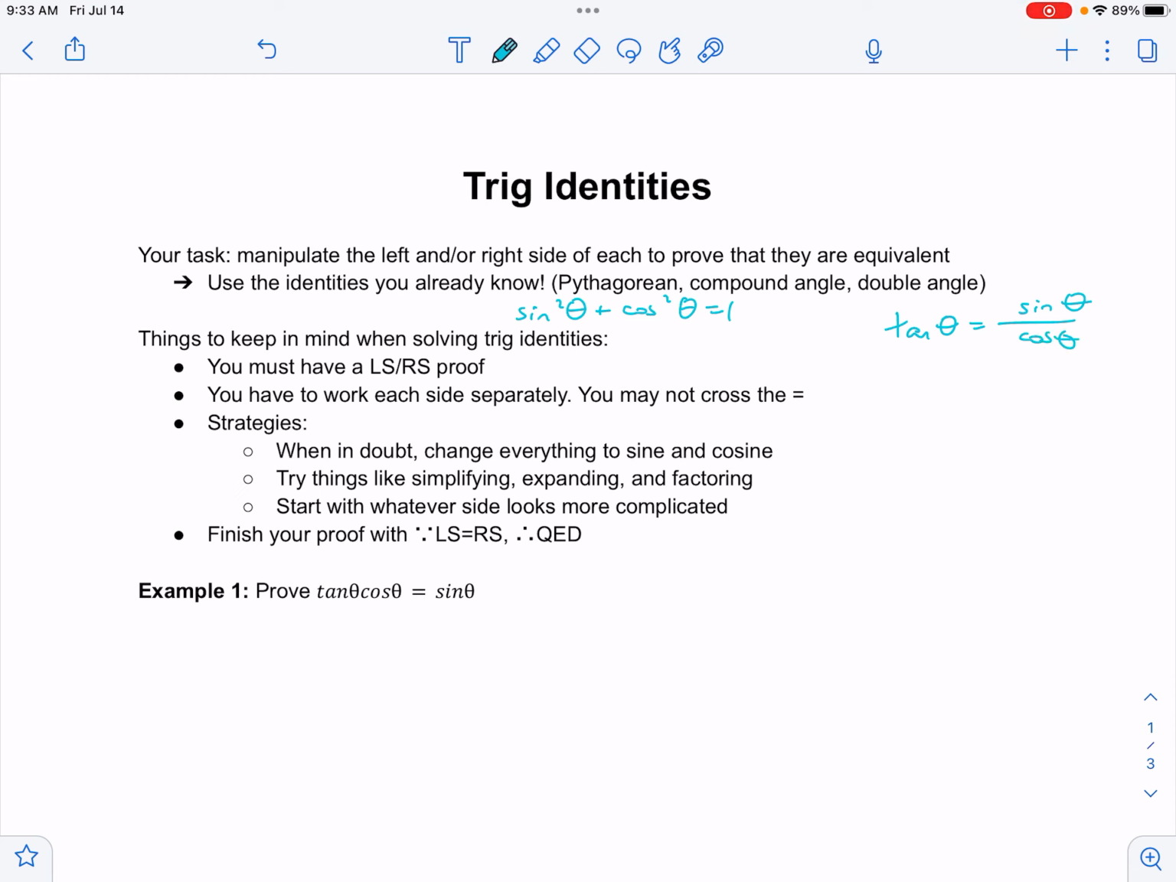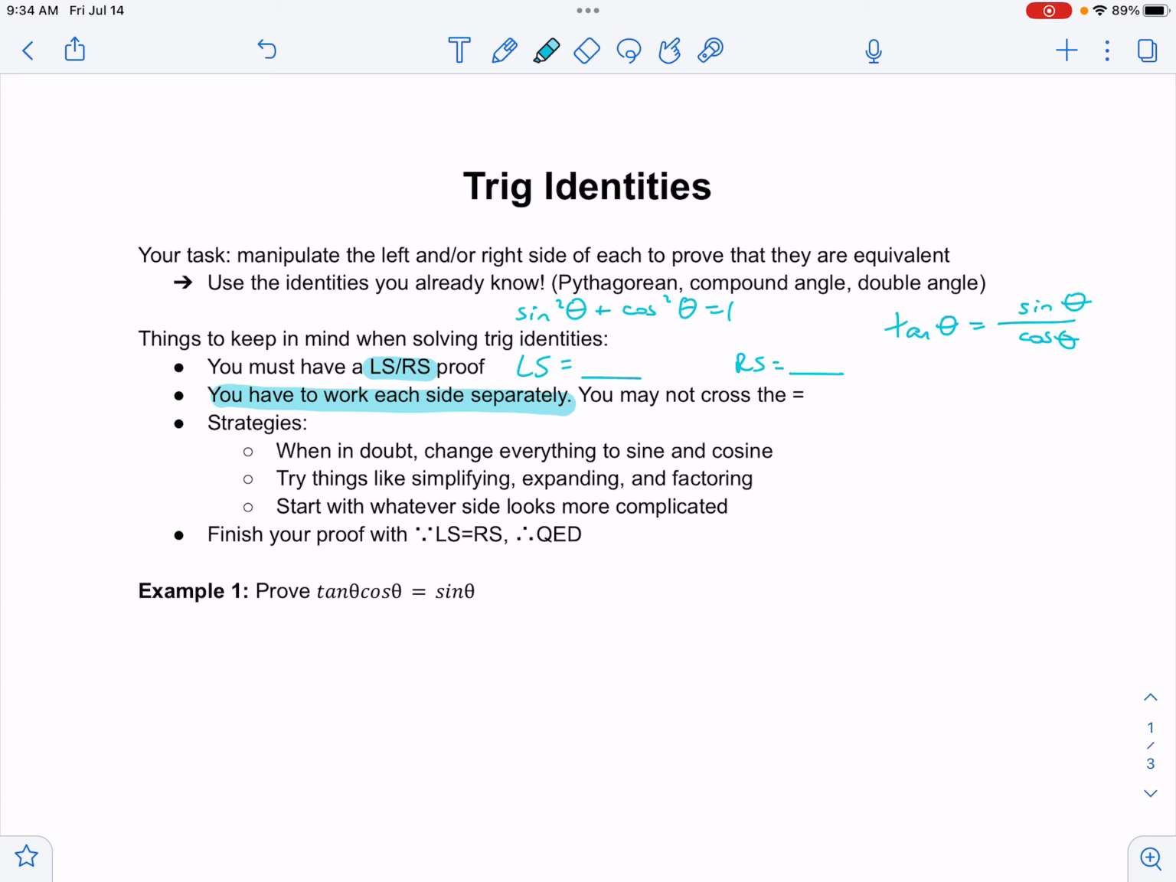Things that you want to keep in mind when you are solving trig identities: you must have a left side, right side proof, and I'm going to show you what I want that to look like in each of the examples that I do. Essentially, you set the left side equal to whatever, right side equal to whatever, and then you continue. You must work on each side separately. There is no moving things to the other side. That is not how proofs work. You have to stay within the left-hand side and the right-hand side.